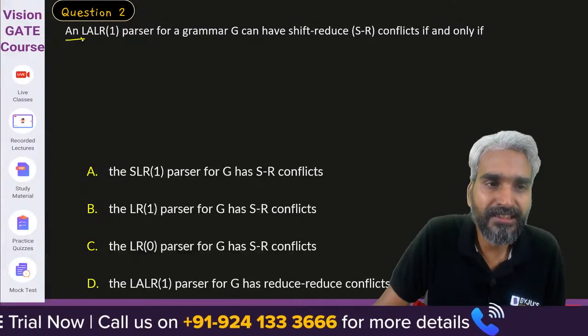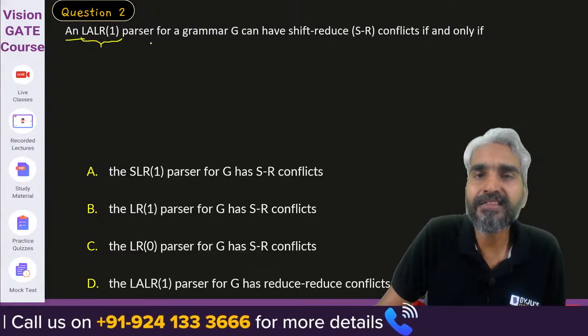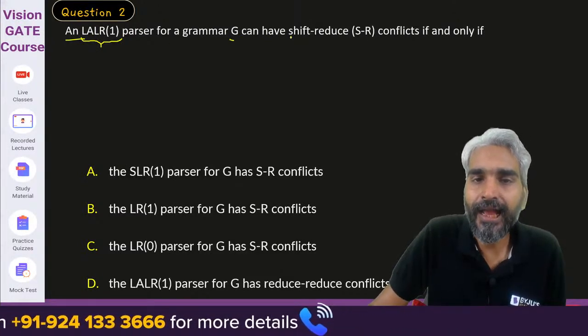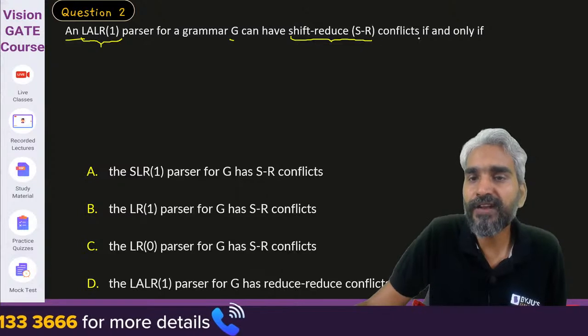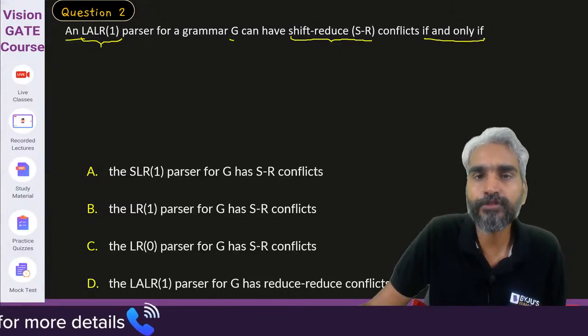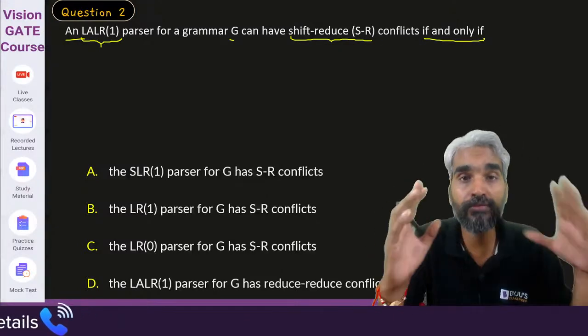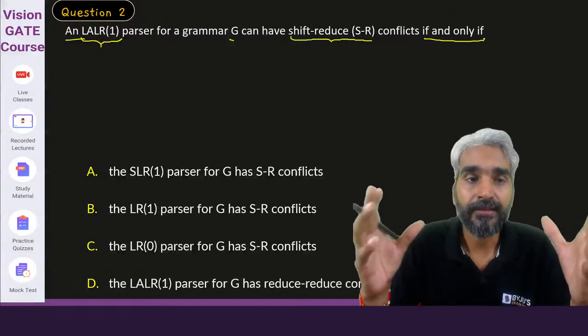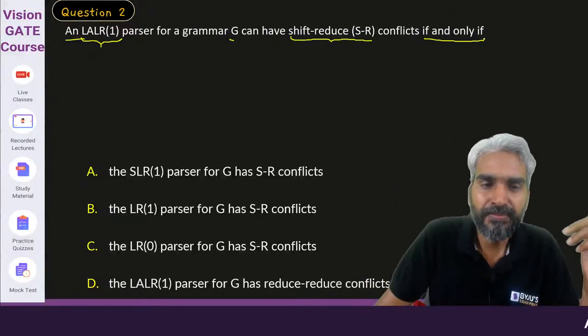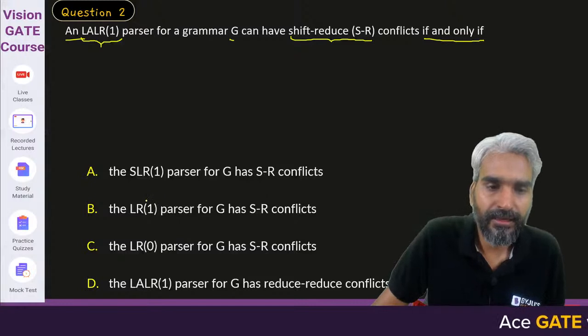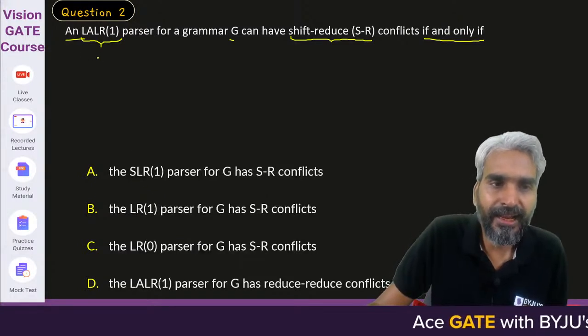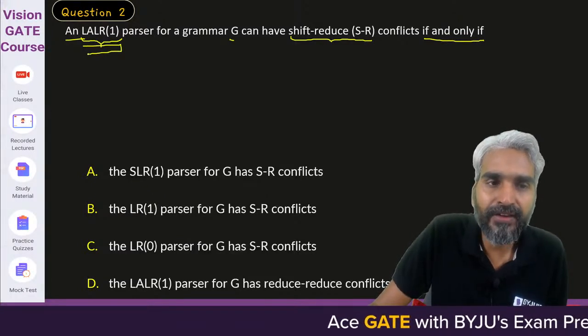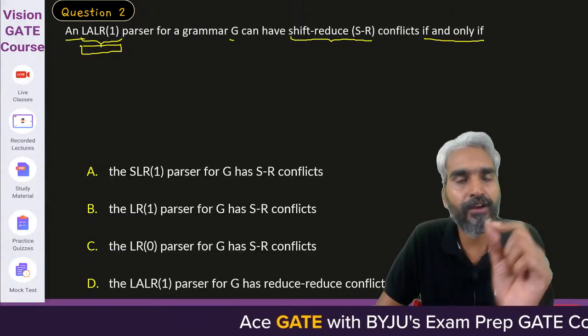So, what does it say? An LALR parser for a grammar G can have shift reduce conflict if and only if. So, there are two statements. Shift reduce conflict, what happens with respect to LALR1? So LALR1 is generated by the DFA of LR1 items.